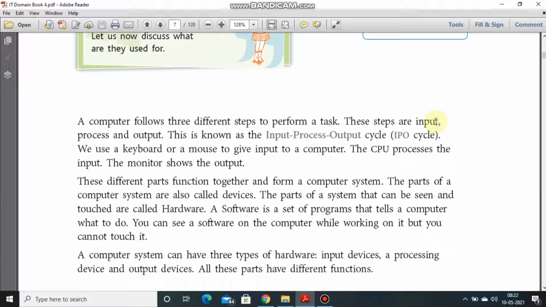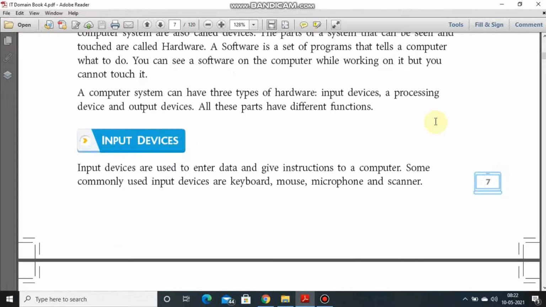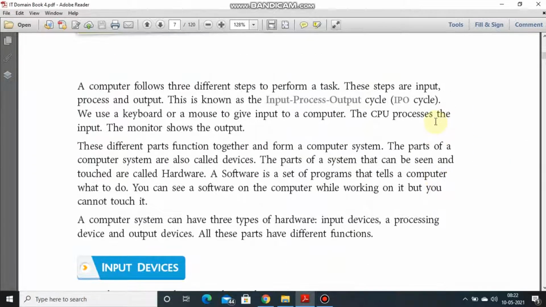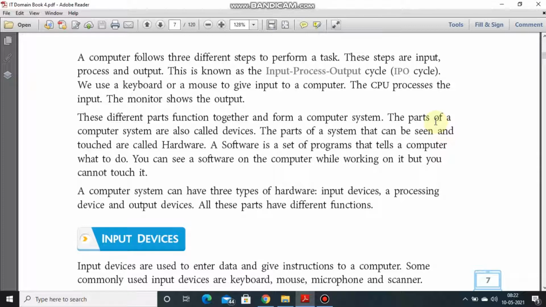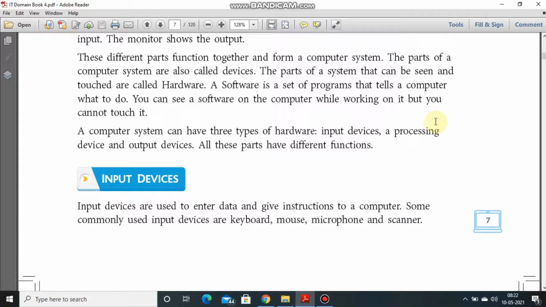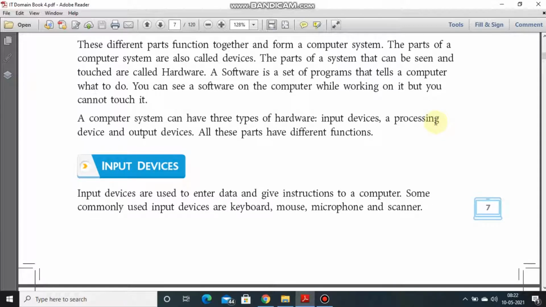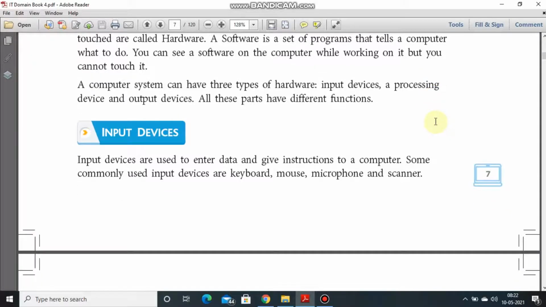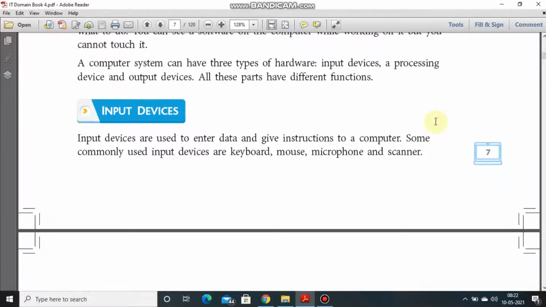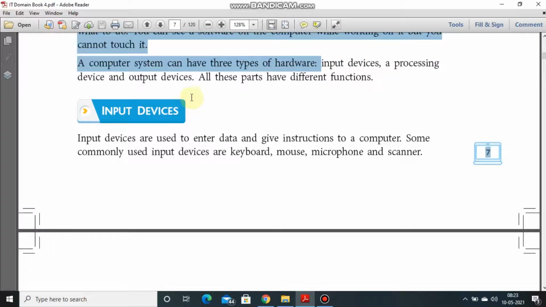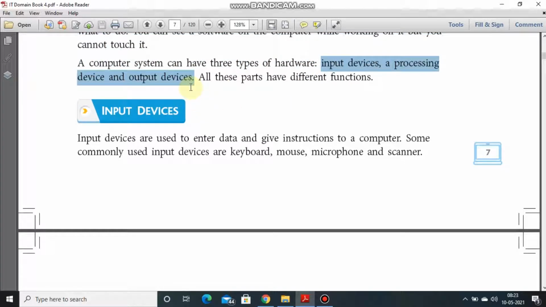Here we had started with the chapter and we had learned that the computer follows the IPO cycle, the different parts which function together to form a computer system, and we have divided those devices on the basis of their work. So basically we are talking about the types of hardware used in a computer system, like input devices, processing devices, and output devices.